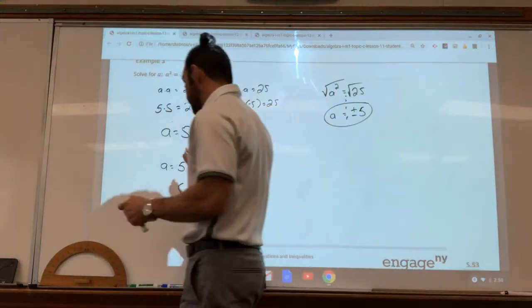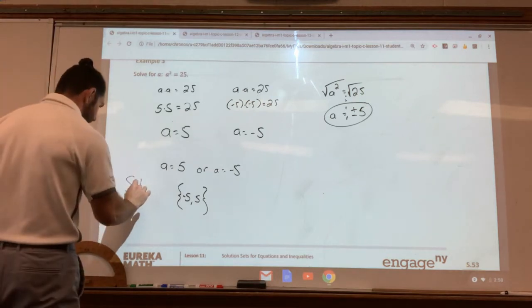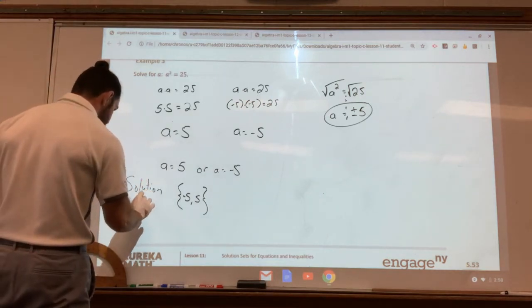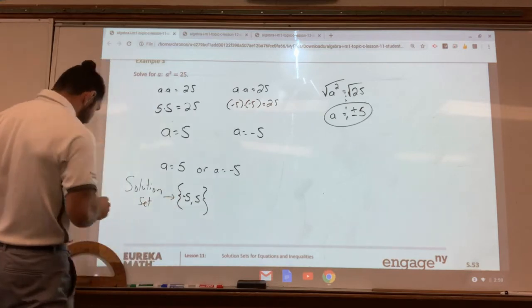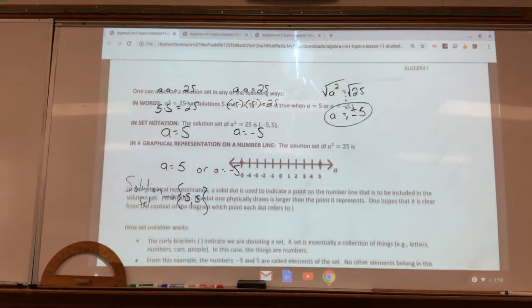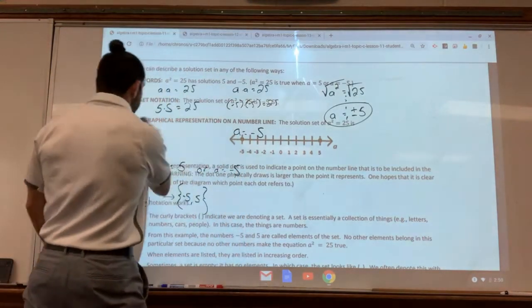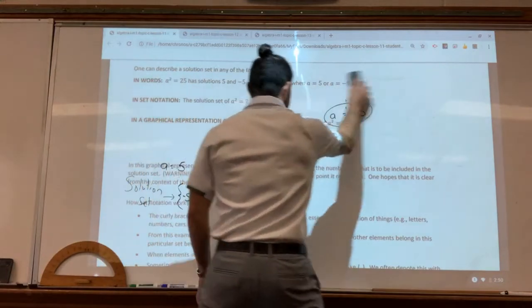Now I've already answered all of the stuff that the next thing says, because this is the solution set. Right here is the solution set. But it says, hey, in words, show it to me. In a graphical representation, show it to me. So let's see what happens.